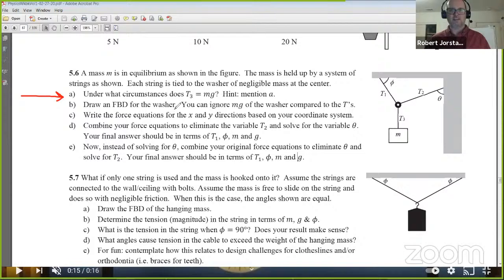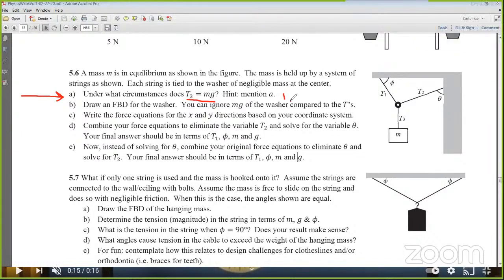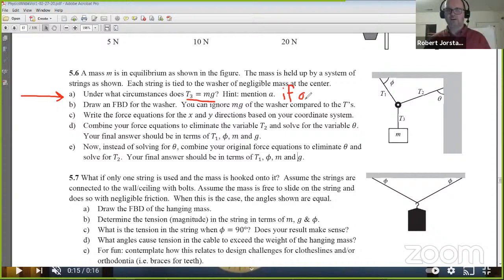Under what circumstances will T3 equal mg? A equals zero? If a equals zero, we just saw that. So in this problem, I can actually use T3 and mg interchangeably as long as acceleration was zero. Now we're told it's in equilibrium. This meets that situation. Now we don't know if it's moving or not. You have no way of knowing.